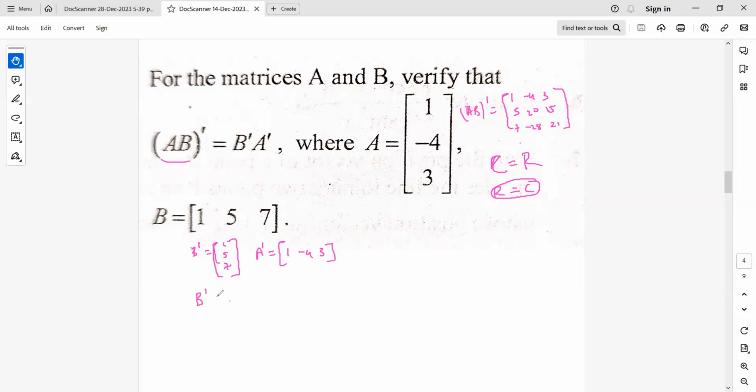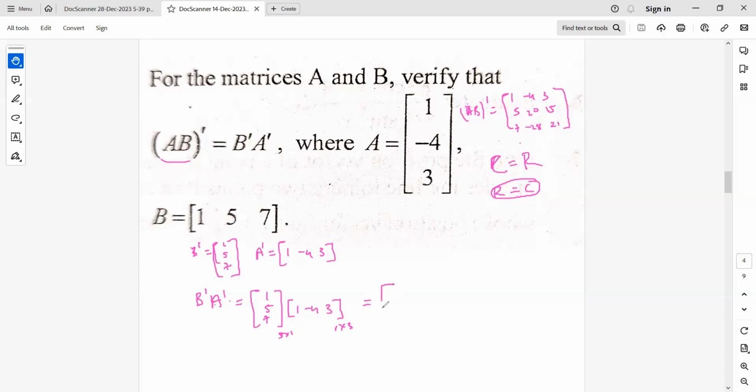Now we will multiply them. B dash into A dash will be equal to 1, 5, 7 multiplied by 1, minus 4, 3. Again, check the order of the first matrix. The order of the first matrix is 3 cross 1, and the order of the second matrix is 1 cross 3. So again, the new matrix will be 3 cross 3, that is 9 elements.